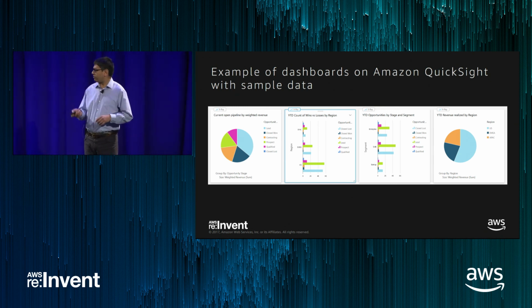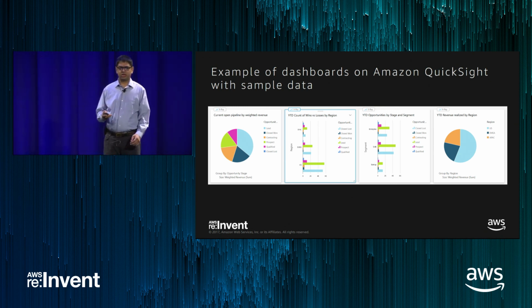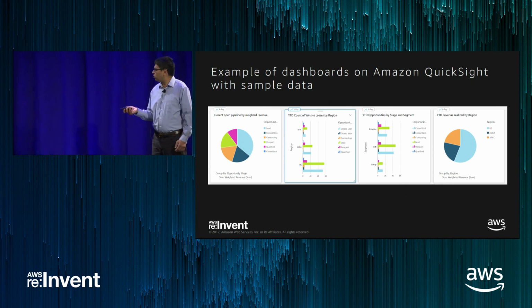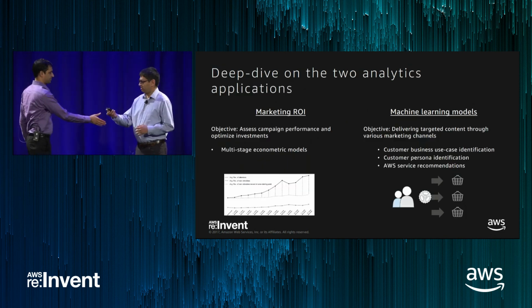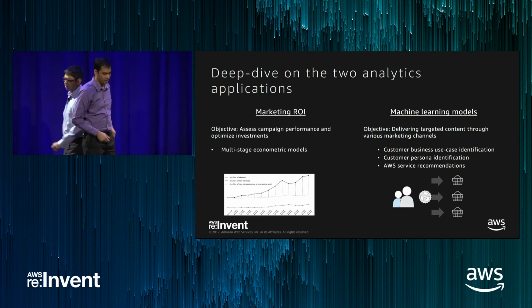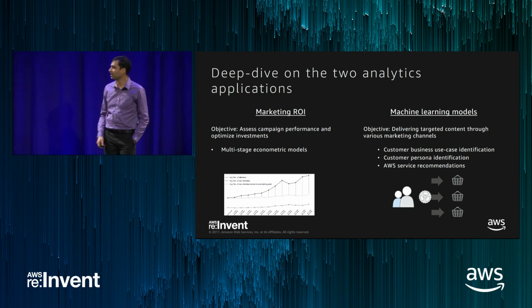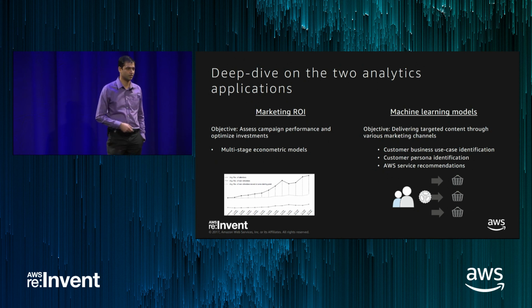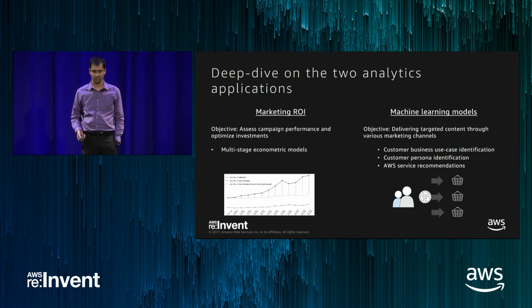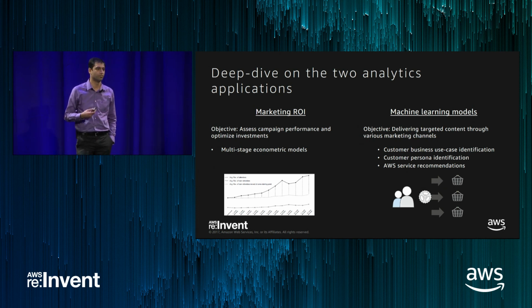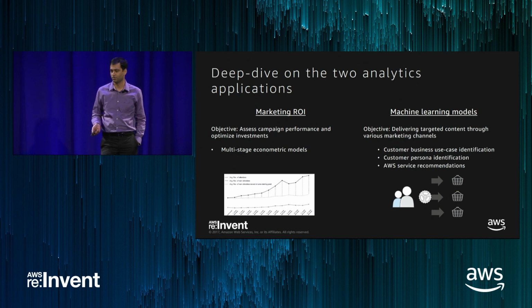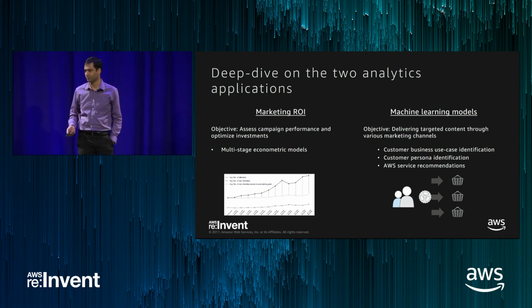So with that, we are going to talk about the other two applications, and I'm going to pass it on to Nilesh, who's going to talk about the marketing ROI and machine learning. Thank you, Amit. As Amit mentioned, there are multiple applications that are running from this single data source, which is Amazon Redshift. So anybody who works in measurement strategy knows RCT, or randomized controlled trials, or A/B testing is the gold standard for measurement.